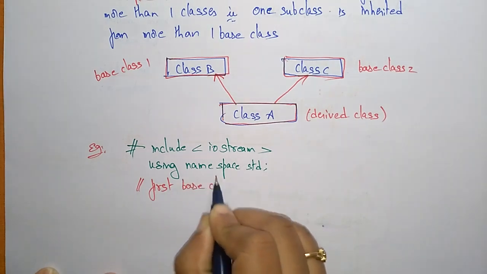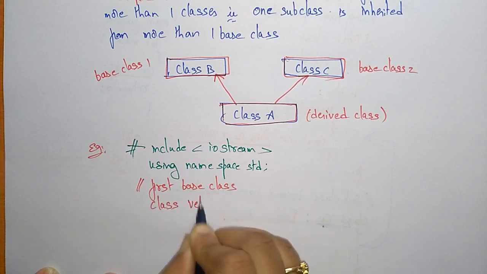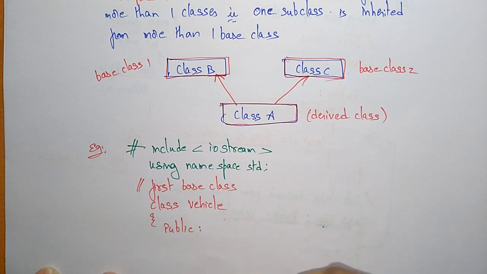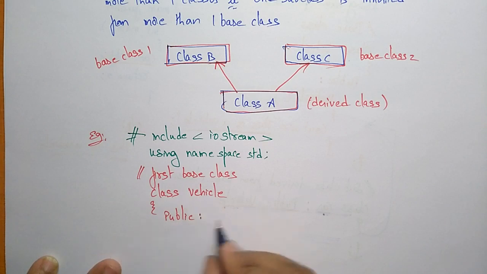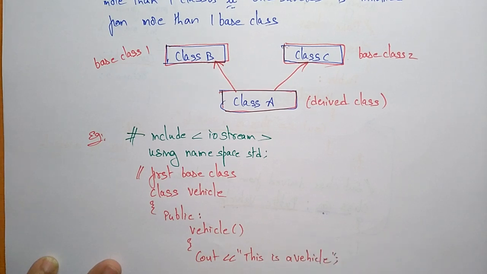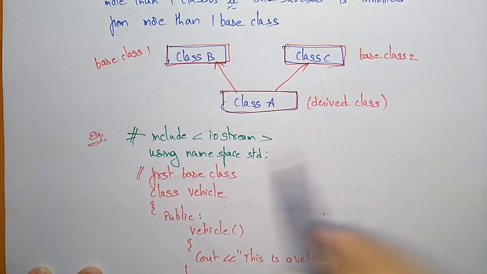First base class. So that is class vehicle, that I declared as public, so that another class can acquire the properties of the base class. That's why I am declaring it as public. So the function is vehicle. Here I am printing the message, cout, "This is a vehicle". Okay. So close the class. So first one base class I created.